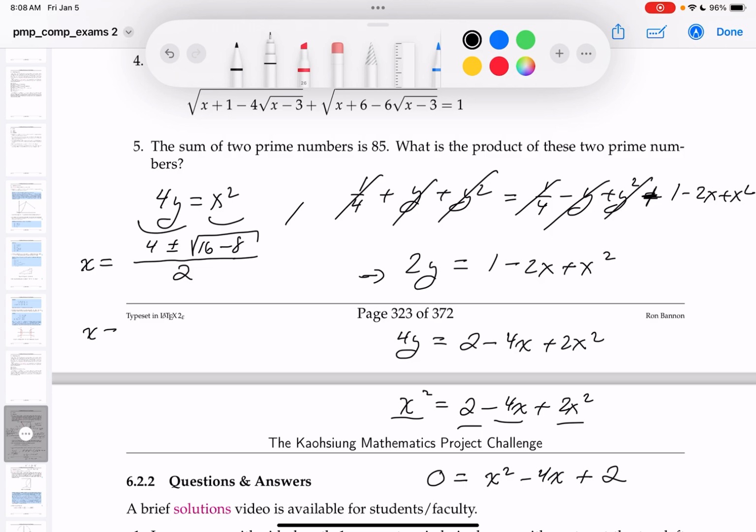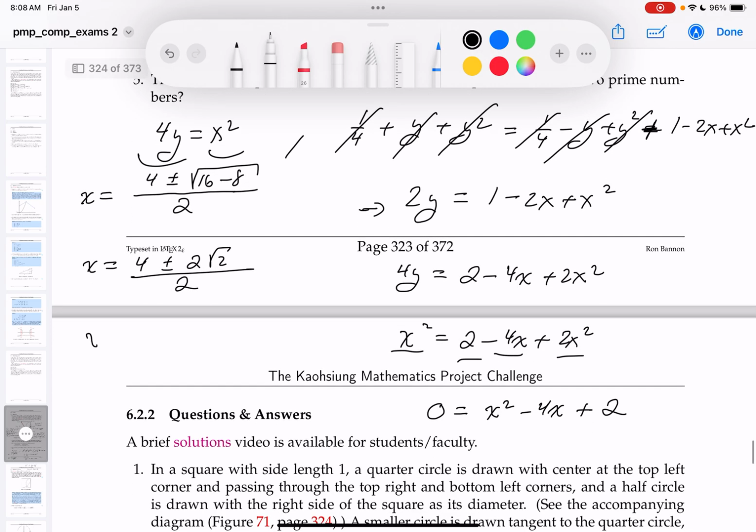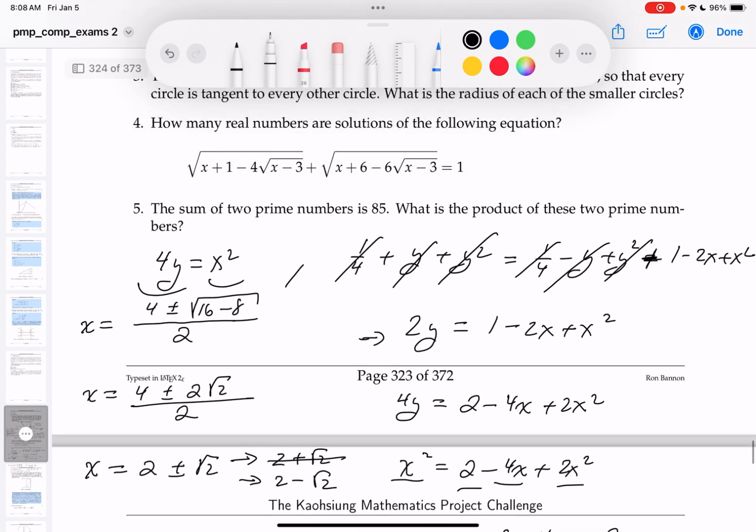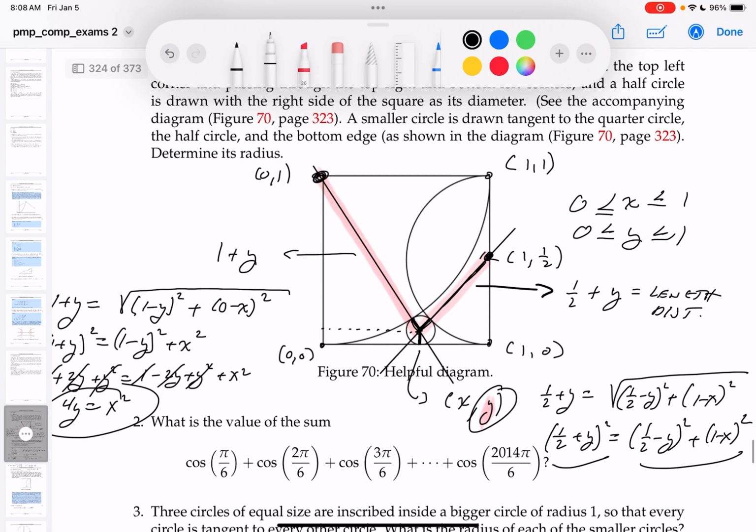Let's keep going. x equals 4 plus or minus, that's going to be the square root of 8, which is 2 root 2. And so I get x equals, let's see, you'd get 2 plus or minus the root of 2. That's two separate numbers, by the way. One of the numbers is 2 plus root 2. The other number is 2 minus root 2. I want to point out 2 plus root 2 is not possible. And why is that? Because it's bigger than 1. And 2 minus root 2 is the only possibility for x. So I'm going to say x is equal to 2 minus root 2.